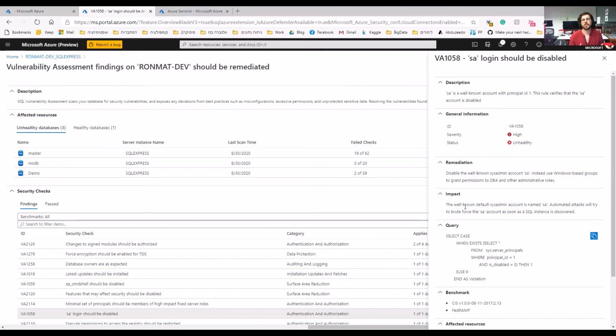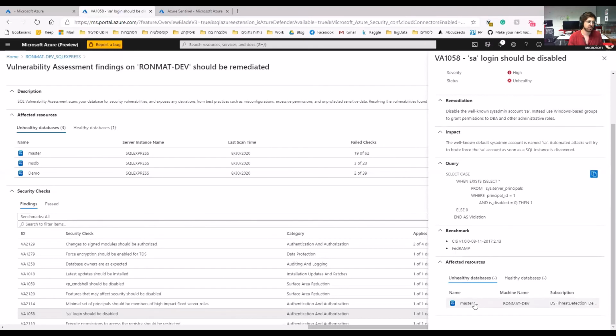The SA login is the default login, which is known to everyone, including attackers. It's a popular try in brute force, and lots of times it's working. We have a query to fix it. We have here the benchmarks, which is also an important feature to see to which benchmarks this recommendation applies. And we can see here the affected resources.